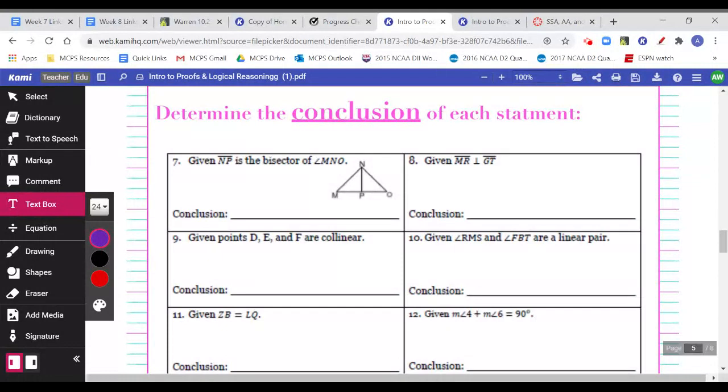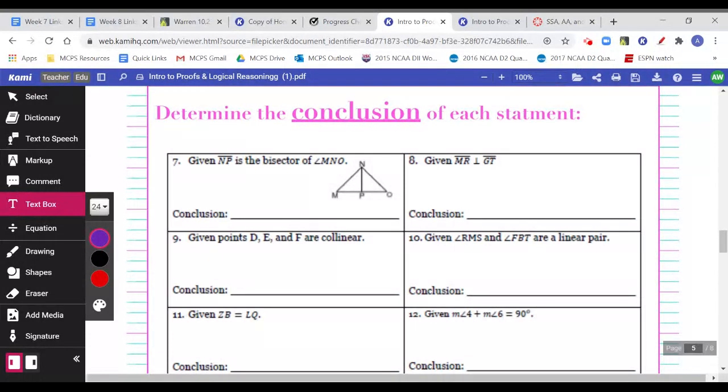So basically, I'm given information, and I'm trying to figure out what can I determine based on that information, right? So if I give you one piece of information, what can you gather? What inference can you make? What else do you know is true because this information is given to you?